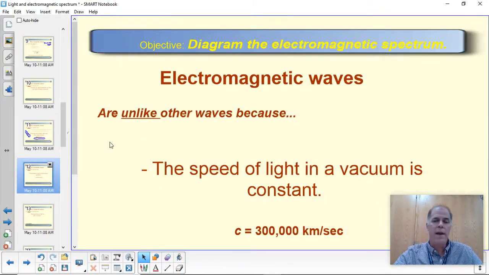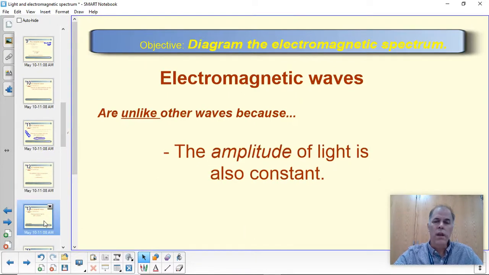Okay, another thing about electromagnetic waves is that the amplitude of light waves is always the same. Now, why is this significant? So when we talked about mechanical waves, like waves in a rope, the amplitude of the wave indicated how much energy the wave was carrying. A big wave on the ocean will knock over a boat. A small wave on the ocean will just make the boat rock a little bit.